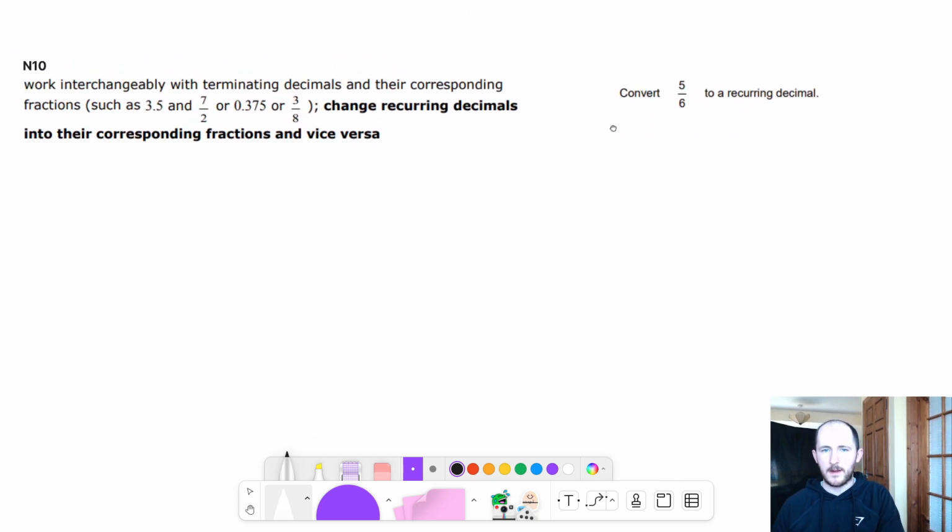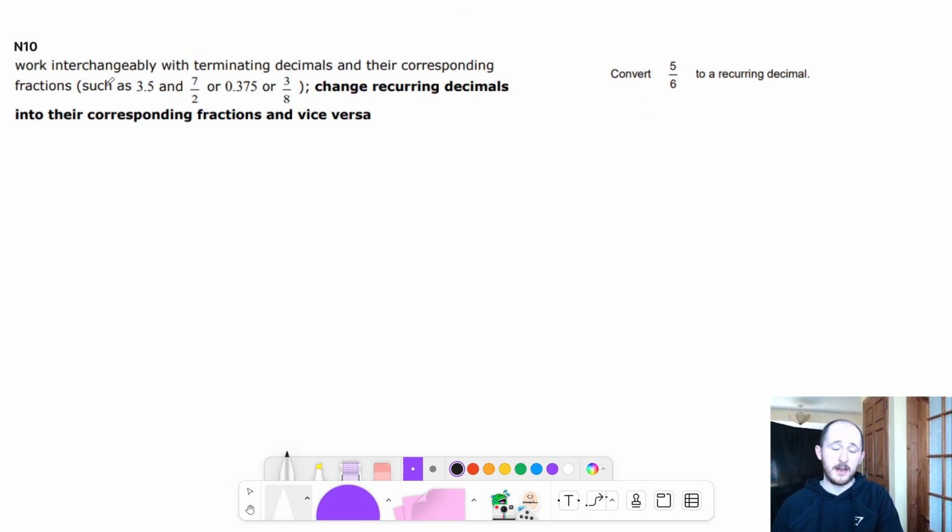So for foundation, you need to be able to work interchangeably with terminating decimals and their corresponding fractions. So a terminating decimal is a decimal that has an ending. So what that means is it doesn't have a recurring symbol. So all of these are terminating decimals, okay? So long as they don't have the dot above one of their decimal places. And if you're higher, you need to be able to change recurring decimals into their corresponding fractions and vice versa.